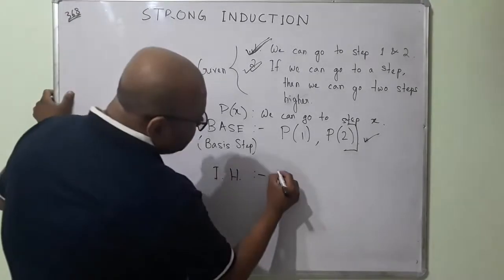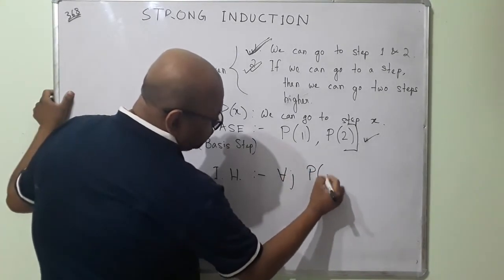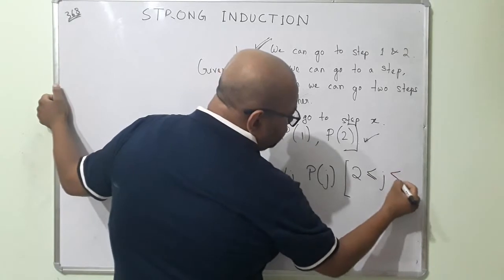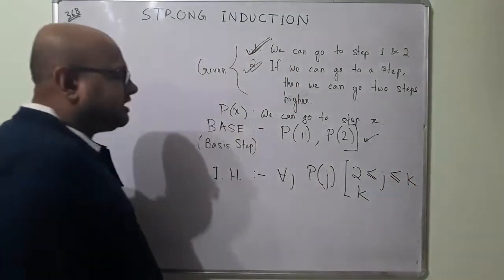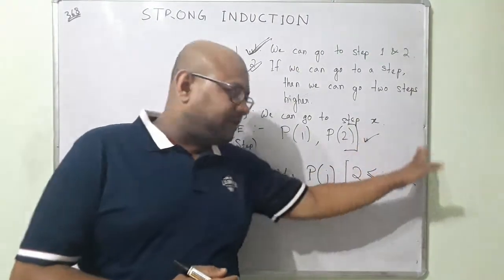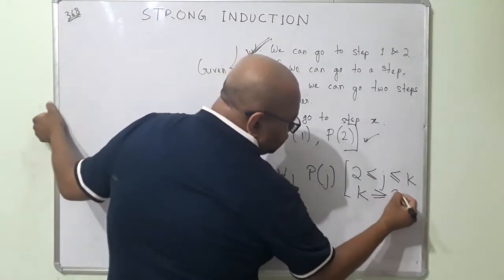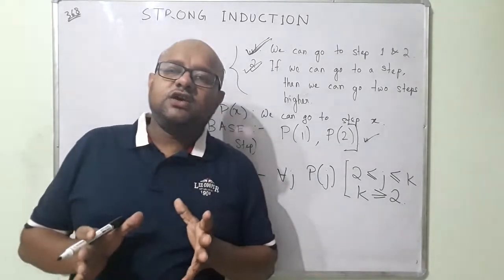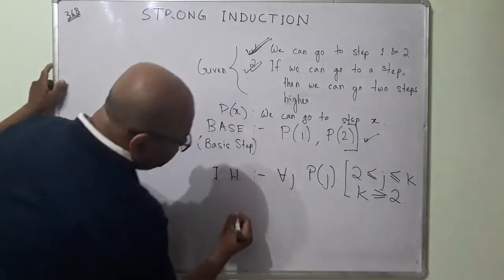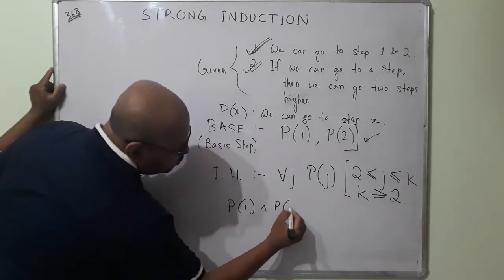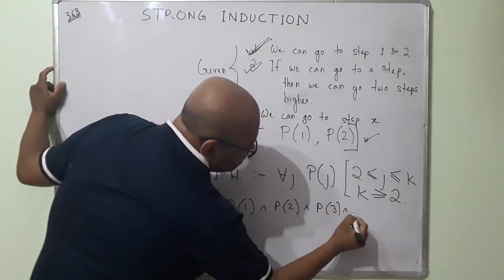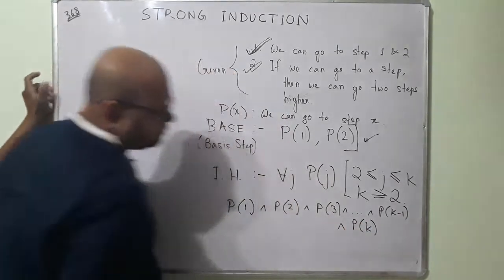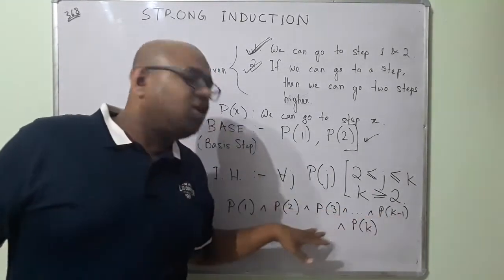We are going to assume that for all j, P of j is true, where j is from 2 up to k, and k is the last base step or greater than the last base step. So k is greater than or equal to 2. This is our inductive hypothesis. Previously, what was our inductive hypothesis? Previously we assumed only P of k. Now what are we assuming? We are assuming that P of 1 is true, and P of 2 is true, and P of 3 is true, and so on up to P of k minus 1 is true, and P of k is true. In our inductive hypothesis we are assuming all of them to be true.